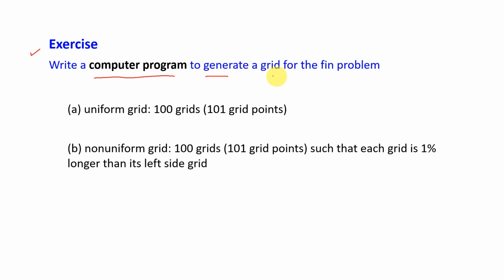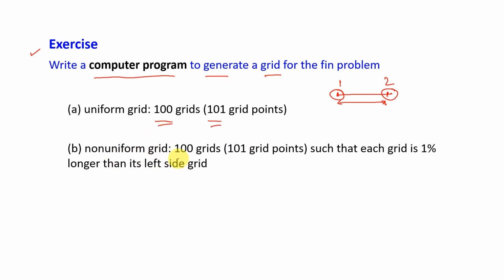For an exercise, you write a small program to generate a grid, only the grid. We are not going to solve it yet. Generate only the grid. First, generate 100 grids. 100 grids means 101 grid points. So when we say grid, we assume that we are talking about the space between two grid points. So 100 grids means these are basically 100 blocks, 100 chunks. So these are 101 grid points. If we have one grid, it basically says we have two grid points. You can label them as 1 and 2. In a uniform grid, this is super easy.